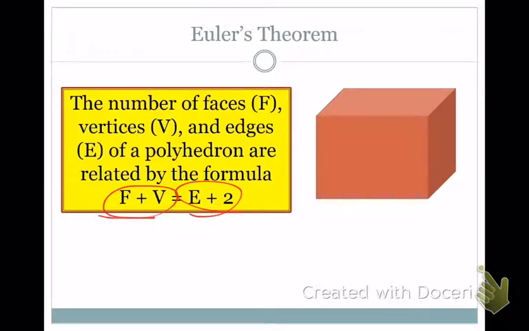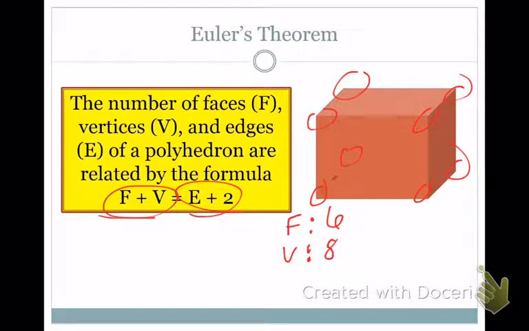Just like this rectangular prism, we found the faces, vertices, and edges before. There was going to be 1, 2, 3, 4, 5, 6 faces. 1, 2, 3, 4, 5, 6, 7, 8 vertices. And I circled that down there because if you drew in the back edges that you can't see, then you'd find that vertex.